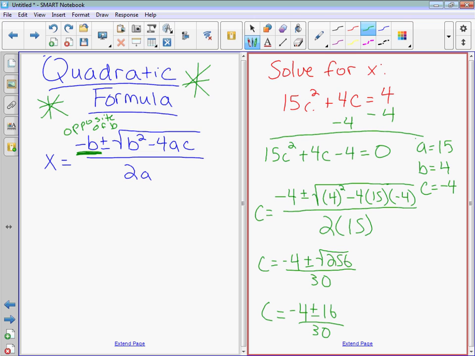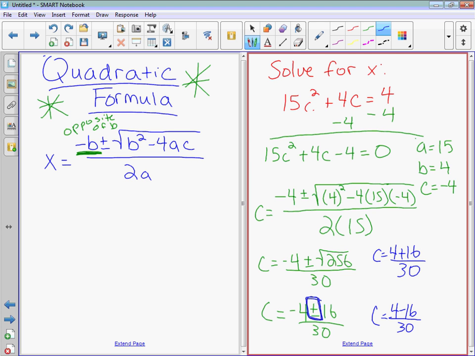Now you know that we can have up to 2 answers on here, and that is the importance of the plus or minus that you see. You must break this up into 2 separate equations to solve. One equation uses the plus, the other equation uses the minus. c equals negative 4 plus 16 divided by 30, and the other one is c equals negative 4 minus 16 divided by 30. Plug these into your calculator.